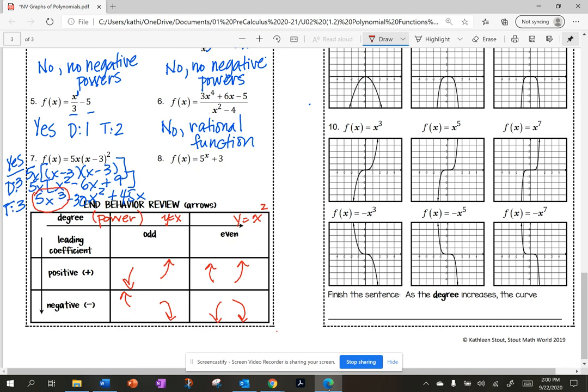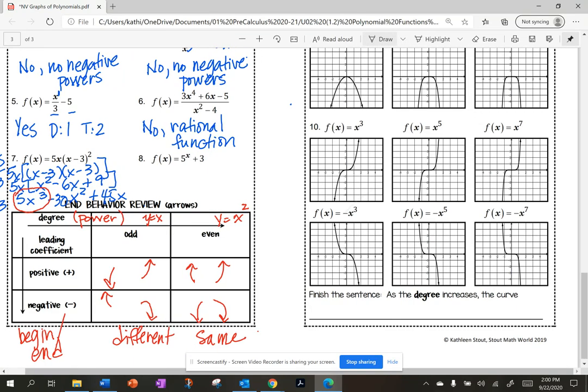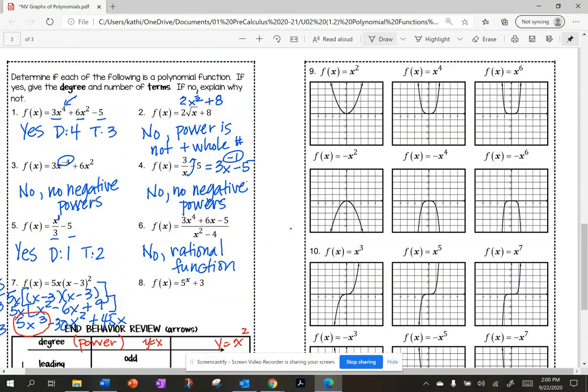So I know when I have odd powers, I begin and end different. If I have even powers, I begin and end the same. And if I don't remember this from the investigation, I can just type a few of these in my calculator and see. So let's just check.